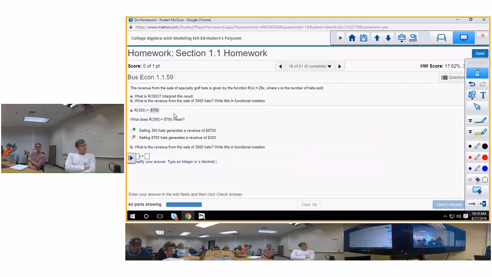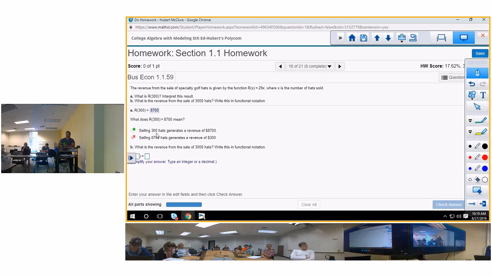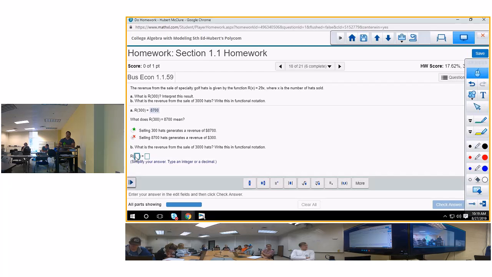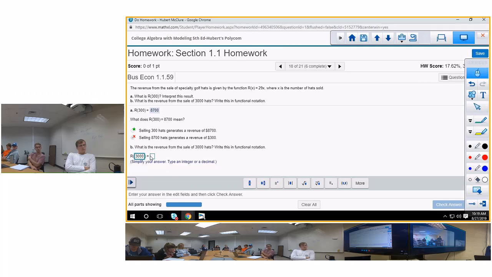No, I figured it was this one. Generates a revenue of 8,700. Selling 300 hats. What is the revenue from the sale of 3,000 hats? Now plug in 3,000. What's 3,000 times 29? 87,000.